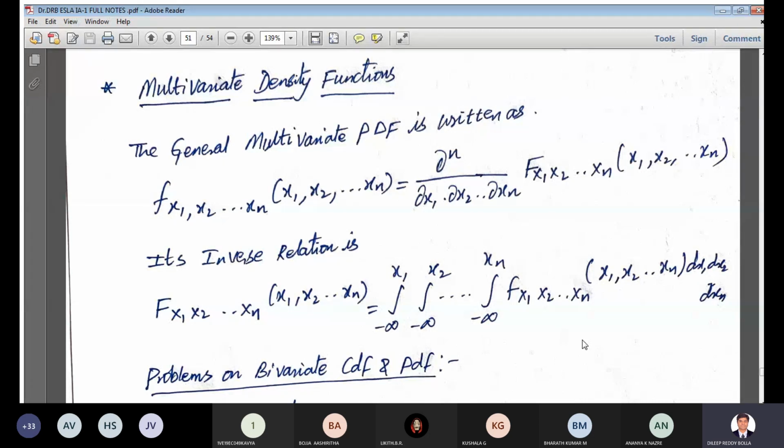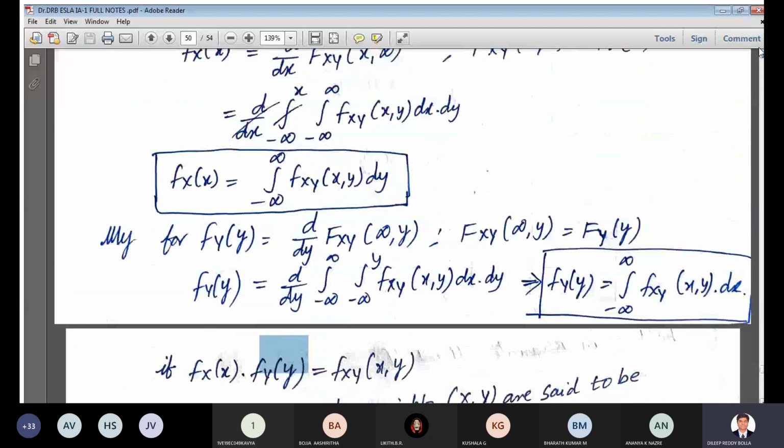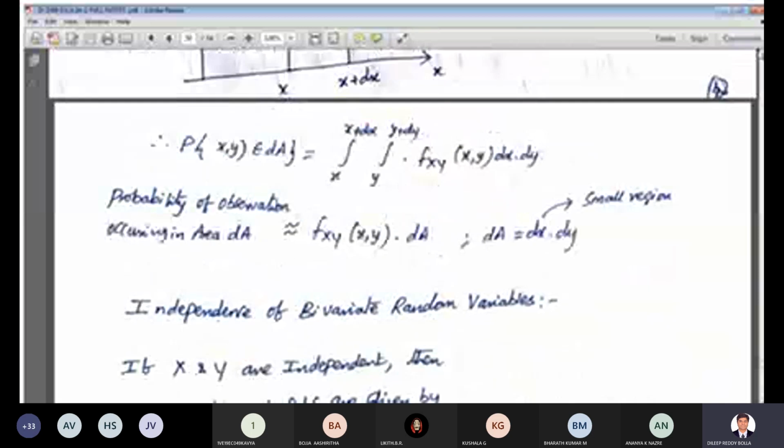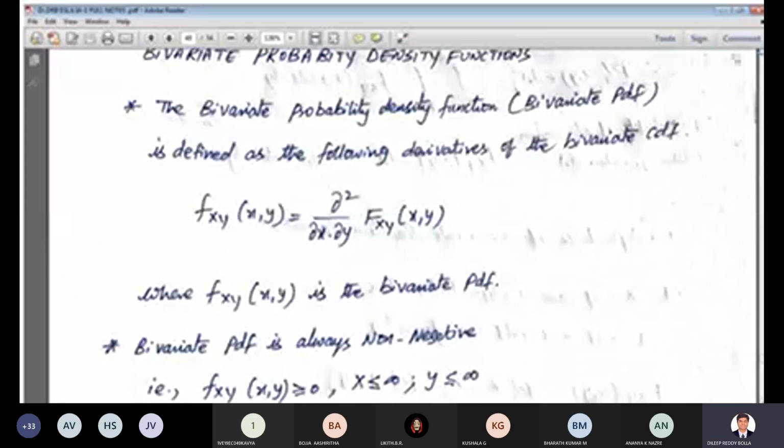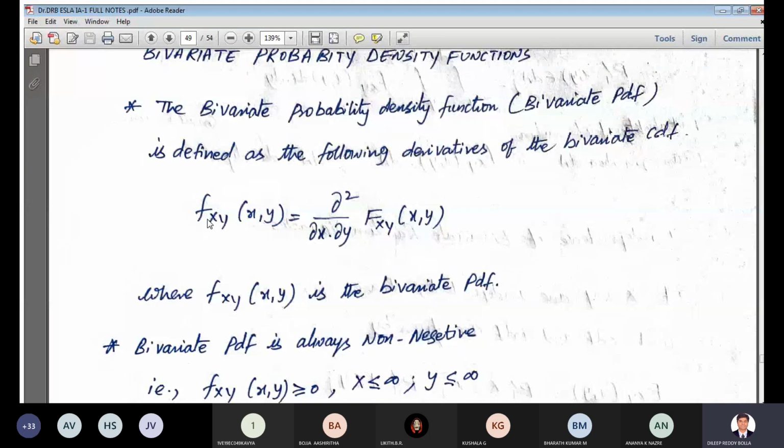So next is multivariate density functions. As we told here, very simple. I'll make it very simple for you. There's no need to find any difficulty. In the beginning of the class, I told you if we have x and y, then it is dou x and dou y. Dou square we wrote. Correct?